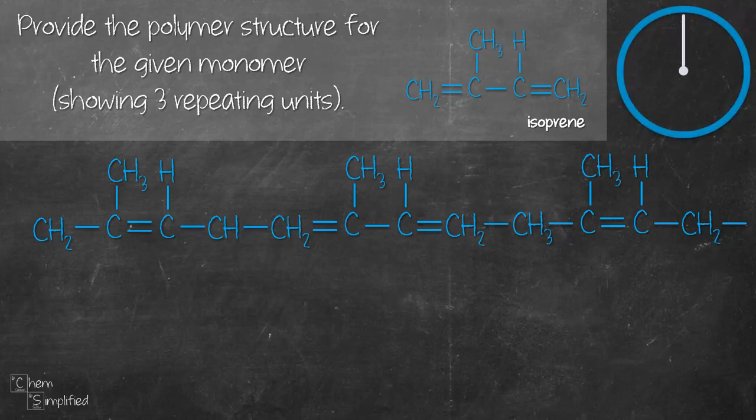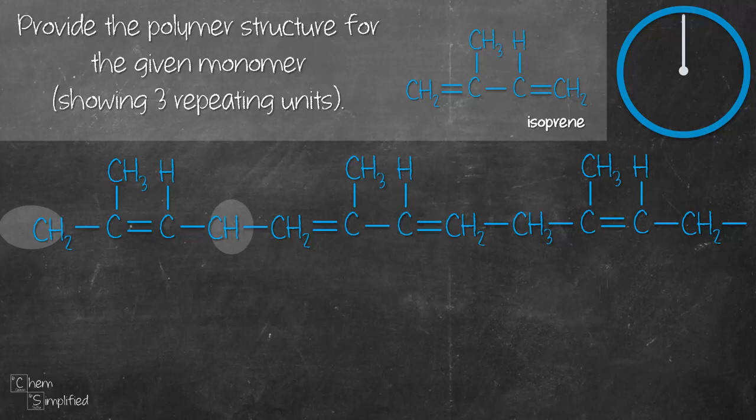All right, time's up. If you need more time, go ahead and pause the video. How many errors did you find? Let's start from left to right. The first error is this. Polymer should have open-ended bonds on both ends of the structure. The one on the left is missing an open-ended bond. So that's our first mistake.